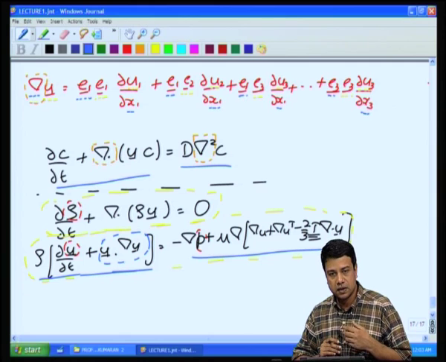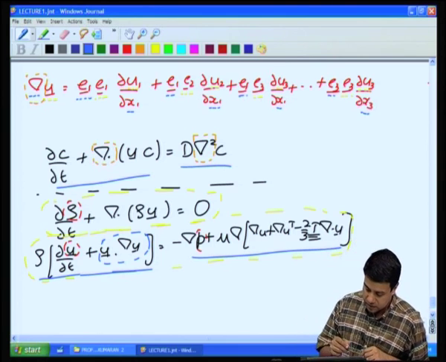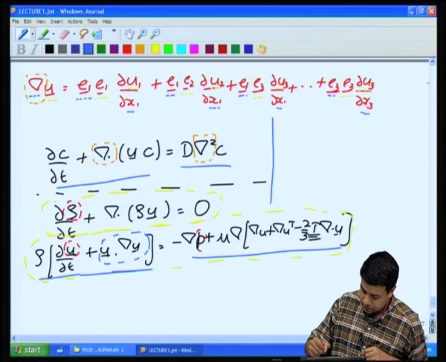And the strategy that we will use is similar to what we used in the last Fundamentals of Transport Processes 1. We derive equations in different limiting situations. The first limiting situation is diffusion dominated.